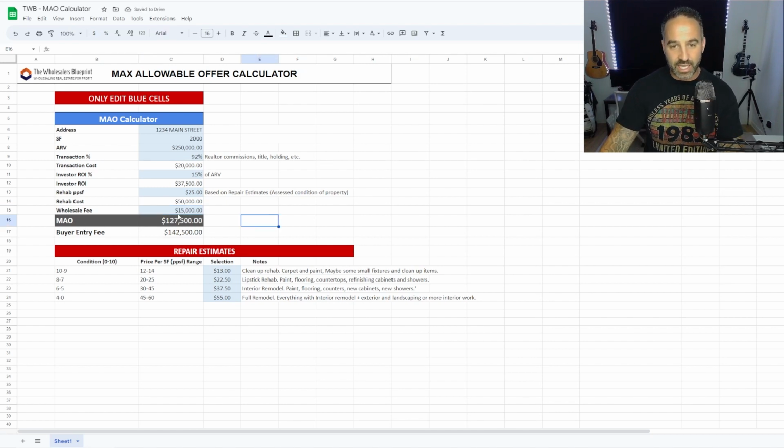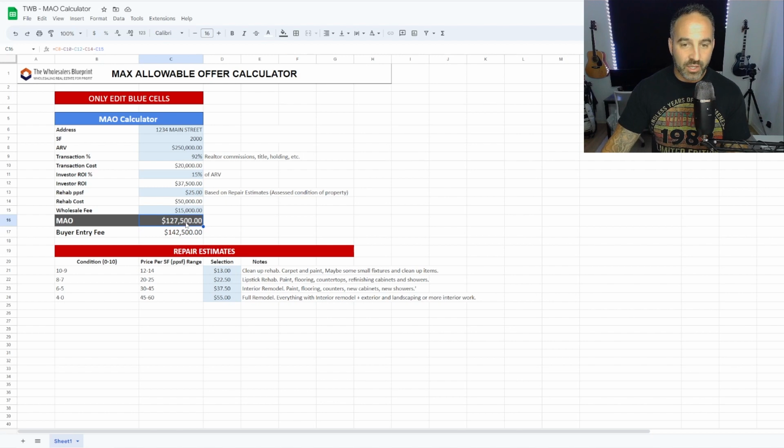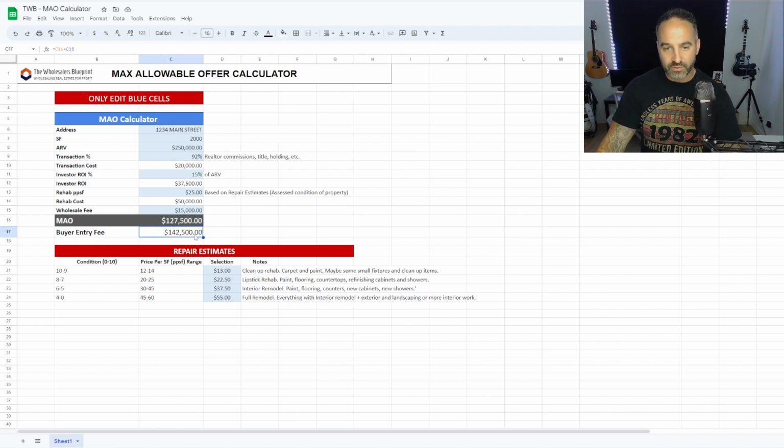It's going to take all of this data and it's going to tell us our max allowable offer is going to be $127,500. And then of course it gives us the contract price, how much the buyer is going to have to spend to get the contract. Okay, what we're selling it for. So there we have it. That's our max allowable offer, the $132,500.